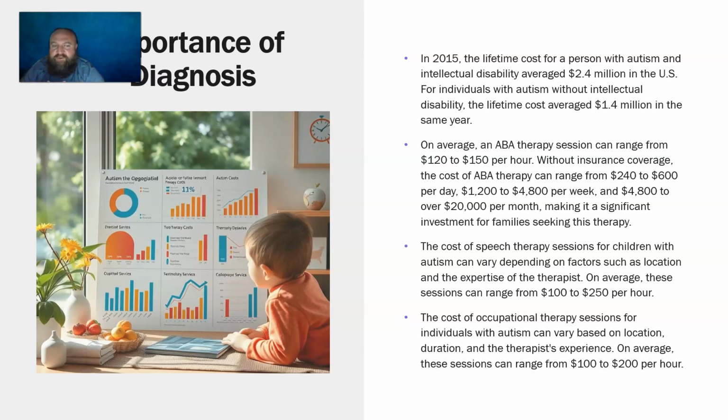So without insurance coverage, the cost of ABA therapy can range from $240 to $600 per day, $1,200 to $4,800 per week, and $4,800 to $20,000 per month. That's a lot of money.